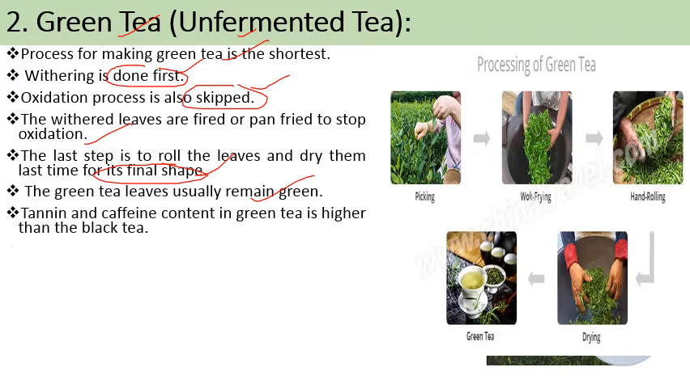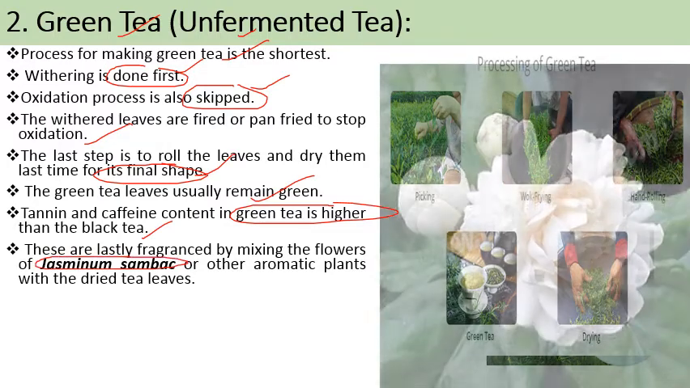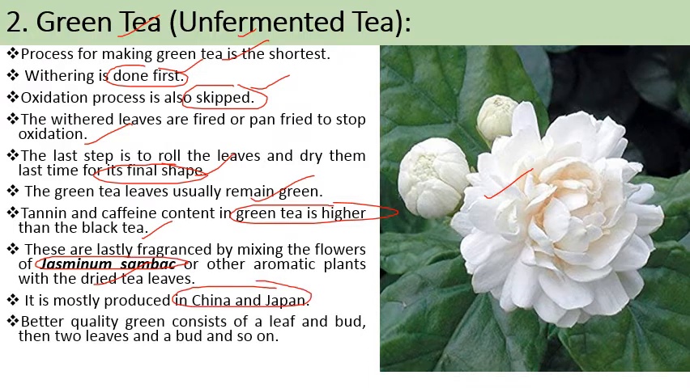Tannin and caffeine content in green tea is higher than the black tea. These are lastly flavored by mixing some important flowers which have special aroma, like we have Jasminum sambac. एक flower है जो इसमें एक special aroma add करता है, flavor add करता है with the dry tea leaves. Then it is mostly produced in China and Japan. In India, it is also produced. Better quality green tea consists of leaf and bud, then two leaves and bud, and so on. So we can use these parts of tea plant for the preparation of green tea.